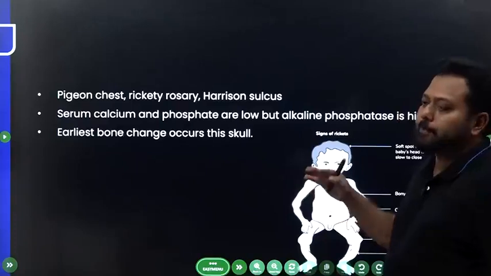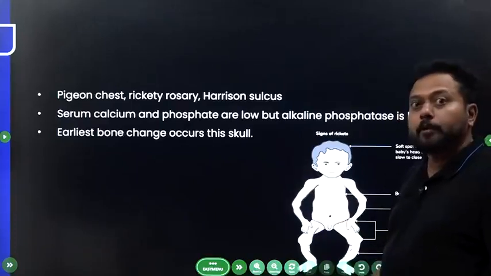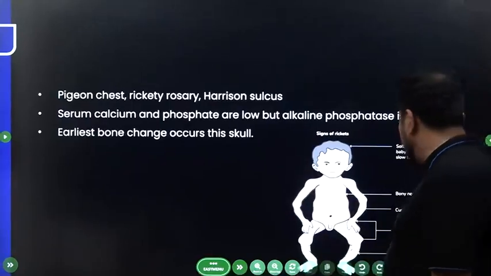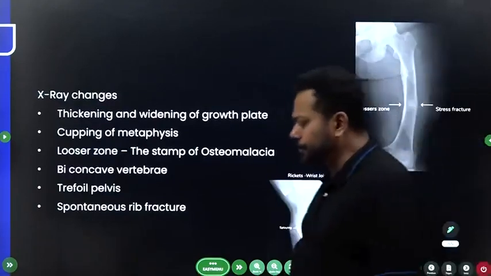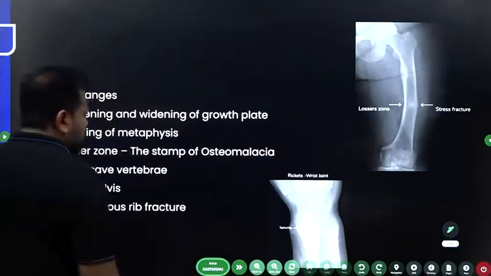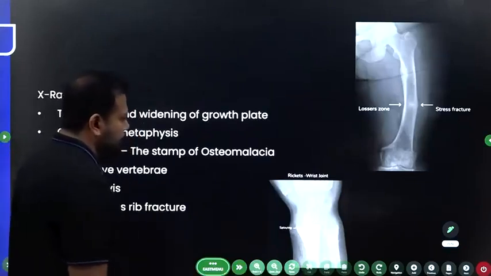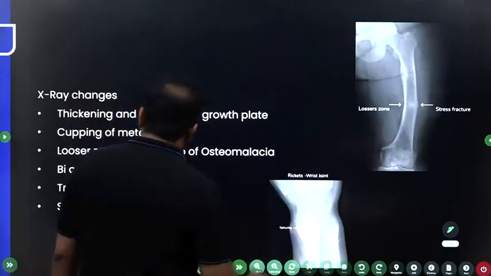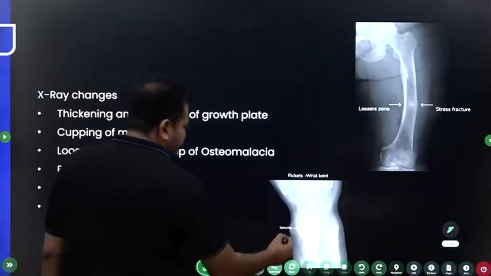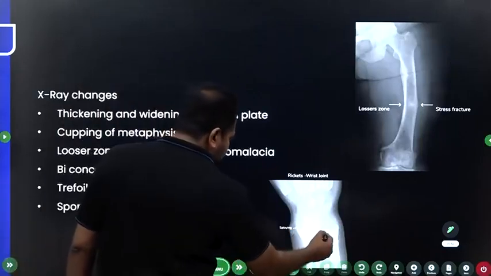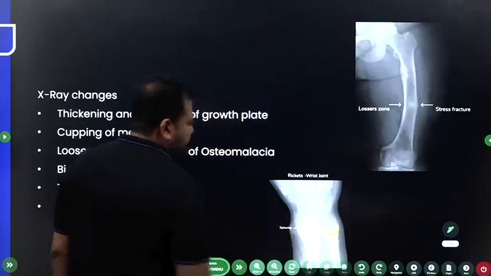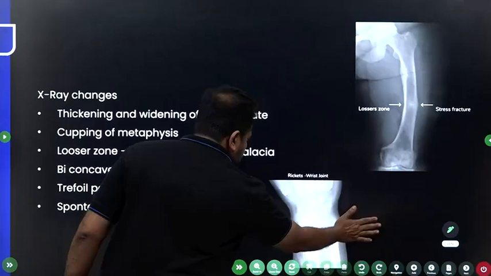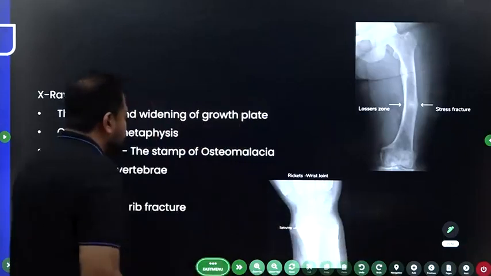When serum calcium is normal and phosphate is low, then it is hypophosphatemic rickets. Earliest change is seen in the skull. In the X-ray you see thickening and widening of the growth plate. Cupping of the metaphysis, because you see this is cupping, more depth. You see in this X-ray, cupping of the metaphysis.